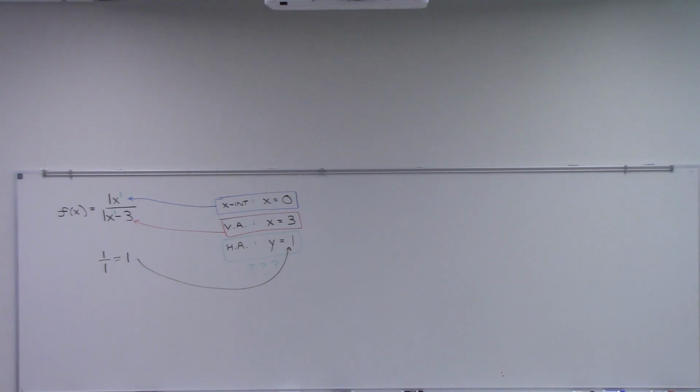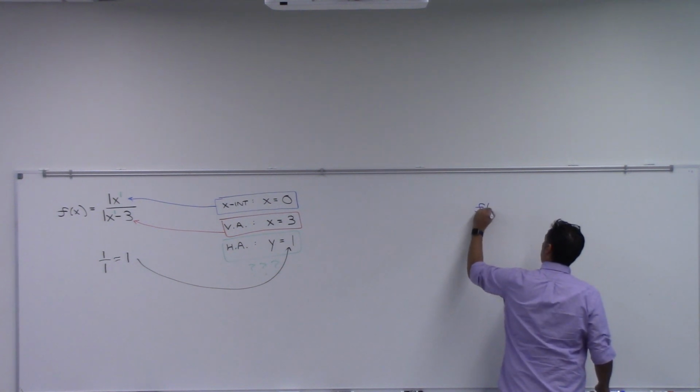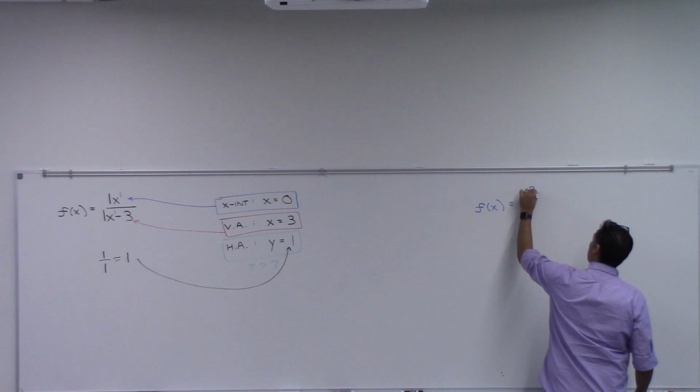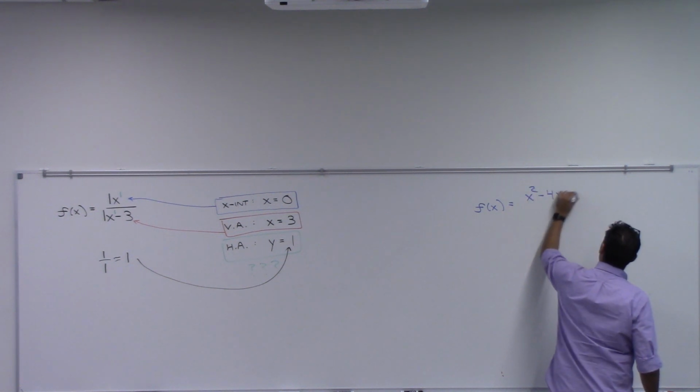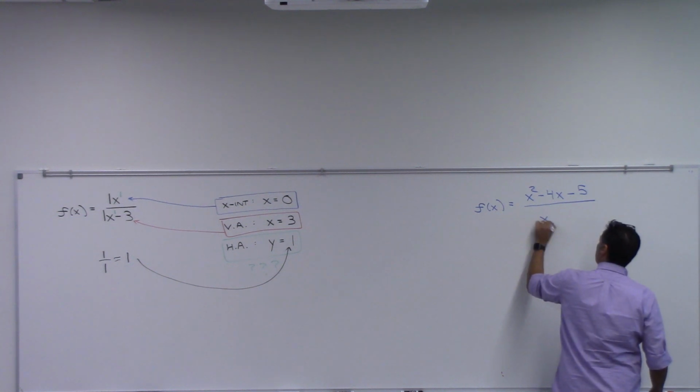Okay, take a look at that. And I need to write the function out real quick. Hold on. This is the function f of x equals x squared minus 4x minus 5 over x squared plus 3x.